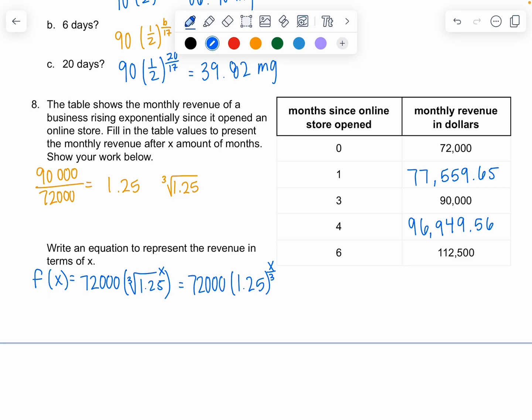So there you go. There is the unit for a review.